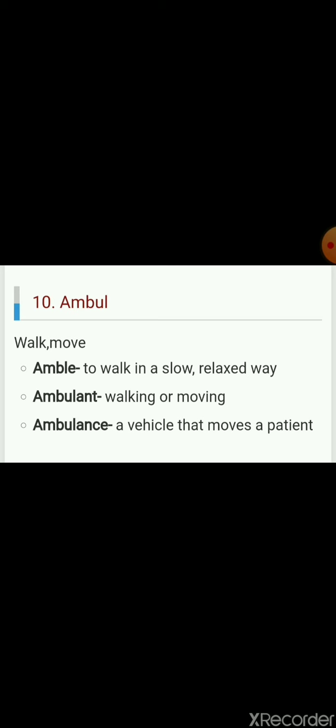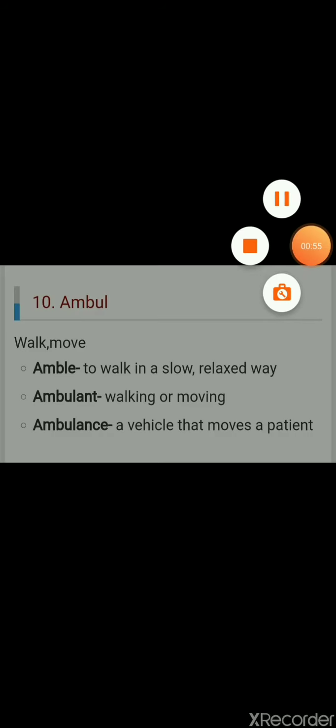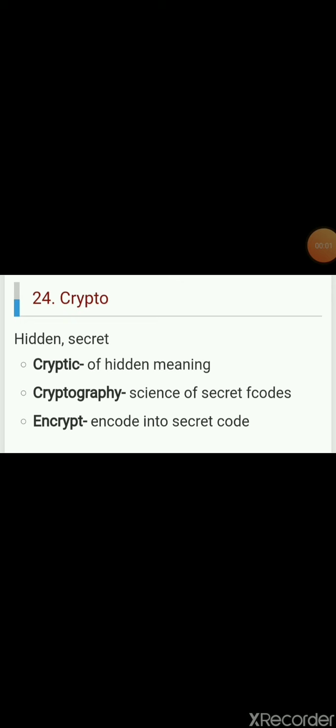In childhood or during our school time, we were just memorizing the meaning of every word. But now I just want to show you there is a logic to provide a word to any concept. The vehicle which is moving is known as ambulance because it has the root ambul, which means movement. It's more convenient for you to understand how root words help us to make our vocabulary very strong.